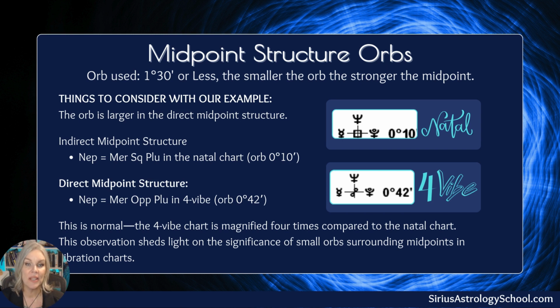And this also speaks to how significant these really small orbed midpoints are in the natal chart and how much more important they are in the vibration charts because they spread in the vibration charts. Even though we're looking at a stagnant chart, they spread even further when we look at vibrations, especially higher vibrations. So this is something to keep in mind and know that when you get something really tight there, that is really something important and meaningful to the person.